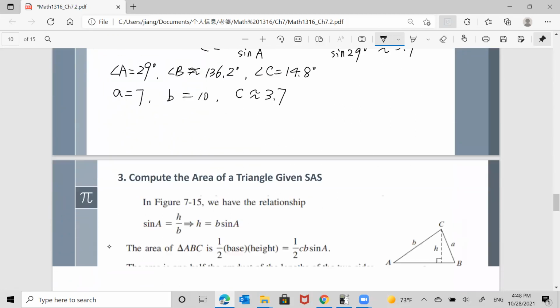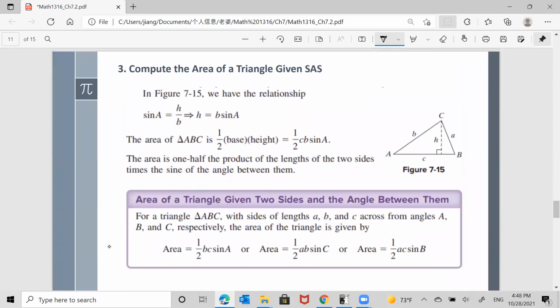Okay, let's move on to see compute the area of triangle given SAS. SAS, that's we have S, one side is given, and then the angle in between alpha and S. So S, and then in the middle is an angle, and then another side. If we have this information, we can find the area of this triangle.